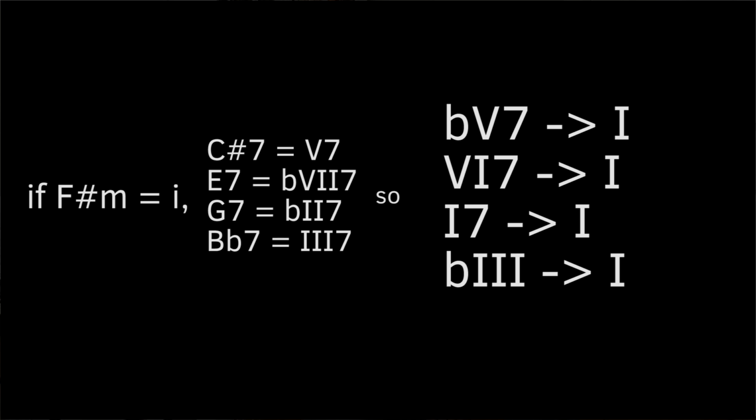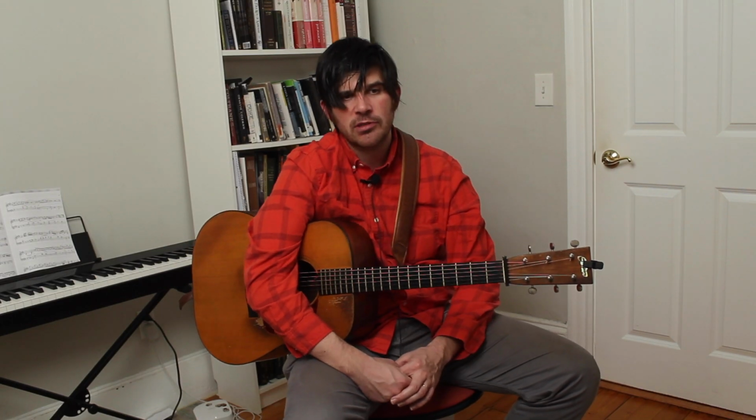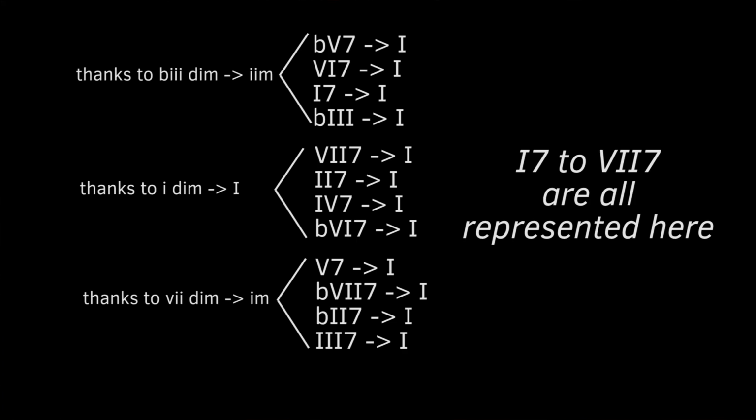An E7 is a flat 7-7. A G7 is a flat 2-7. And a B flat 7 is a 3-7. So now we've got all these relationships going back to a 1. Every single dominant chord through this loose, transitive, diminished logic can resolve anywhere. That's amazing. Maybe we'll expand on this in future quick tips.